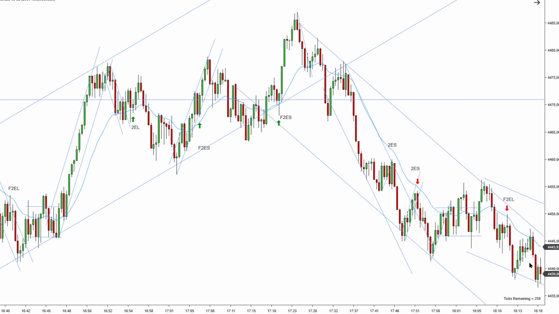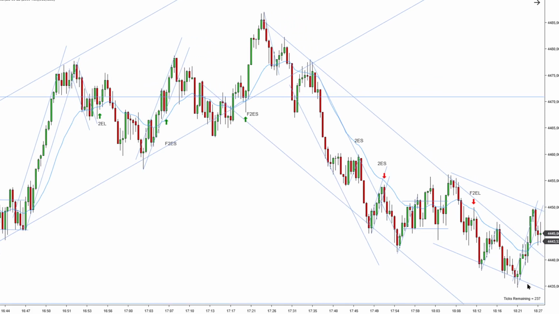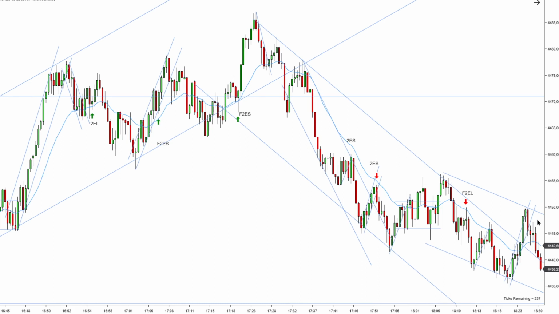I have only first entry short. It's a hidden second entry, but it's just a first entry. Can't sell this. I have first entry short, second entry short, but the uptrend is in play. This is just the first break, so you expect a new extreme. You don't get a new extreme.